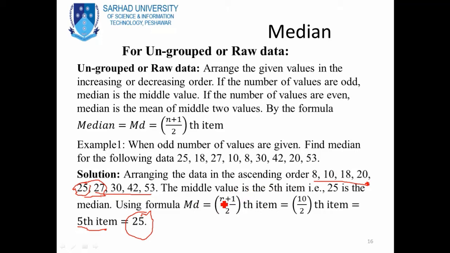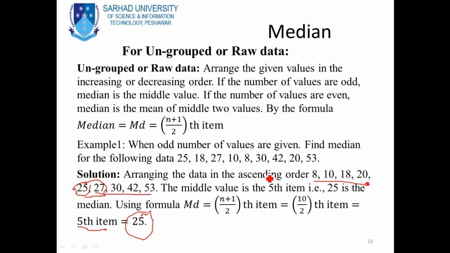Why do we add 1 to the total number of terms? Actually, a position is presented as a whole number, not in decimal form. For example, n is equal to 9, so there are 9 terms. In this example, 9 divided by 2 gives 4.5. We cannot present the position as the decimal 4.5. We say first position, second position, third position, fourth position, fifth position, sixth position, seventh position, and so on. So we call the positions whole numbers. That's why we add this 1 when the number of terms in the data is odd.